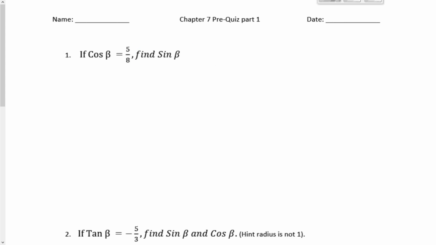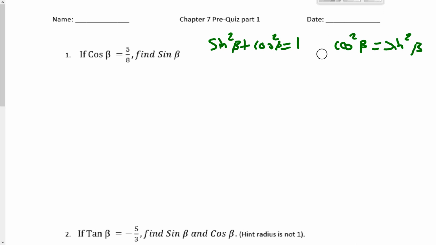Here we want to use our identities, because that's what we're going to use throughout the rest of this chapter. So sine squared plus cosine squared equals 1. I can change that to cosine squared of our angle, which is beta. Then 1 minus cosine squared of beta equals sine squared of beta. So we just manipulate that formula.